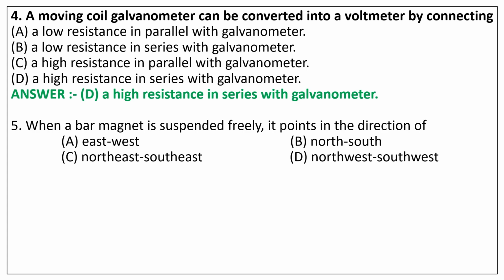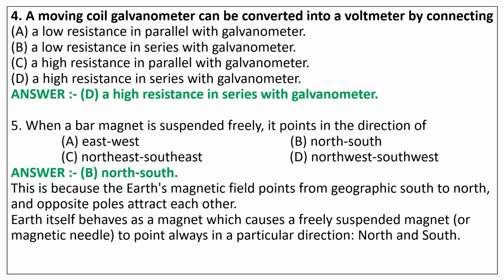5. When a bar magnet is suspended freely, it points in the direction of A. East-west, B. North-south, C. Northeast-southeast, D. Northwest-southwest. Answer, B. North-south. This is because the Earth's magnetic field points from geographic south to north, and opposite poles attract each other. Earth itself behaves as a magnet which causes a freely suspended magnet, or magnetic needle, to always point in a particular direction, north and south.